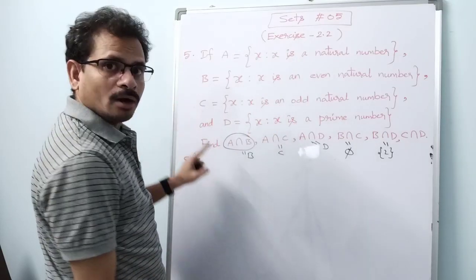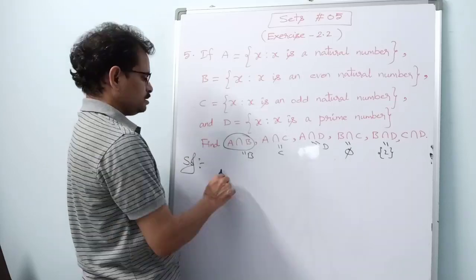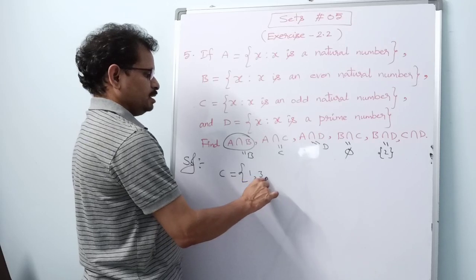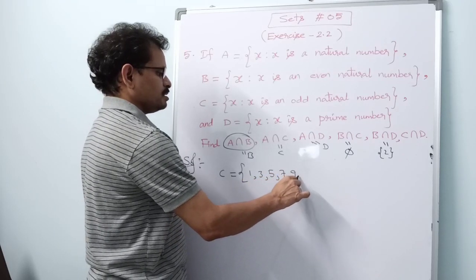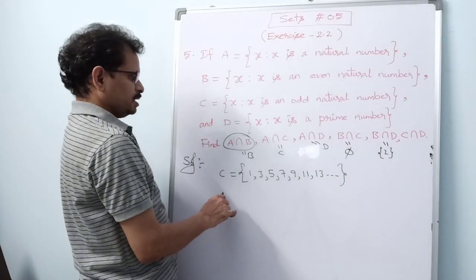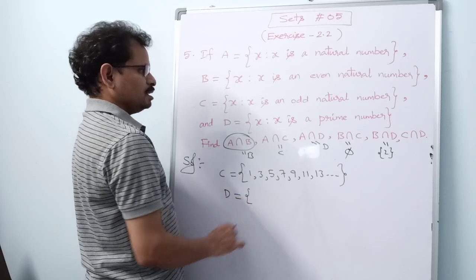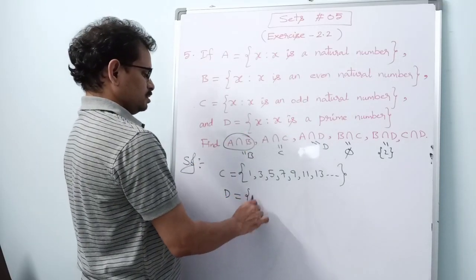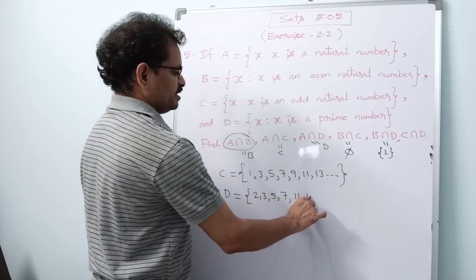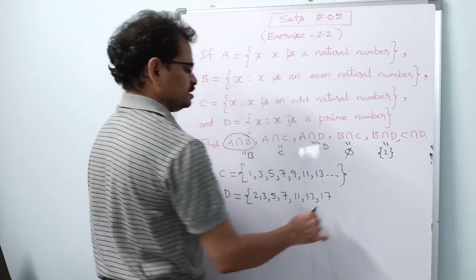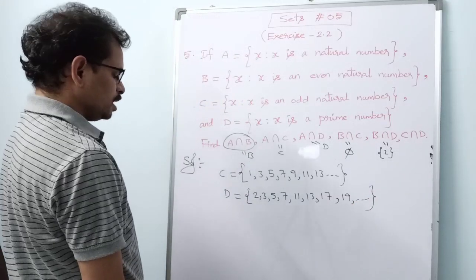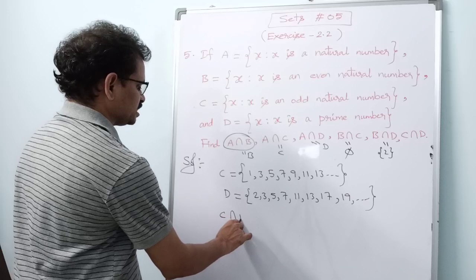C is all odd natural numbers, and D is prime numbers. C equal to what? Numbers like this: odd natural numbers 1, 3, 5, 7, 9, 11, 13, etc. Then what about D? D is prime numbers, no? 2, 3, 5, 7, 11, 13, 17, 19, etc. Now C intersection D equal to what?